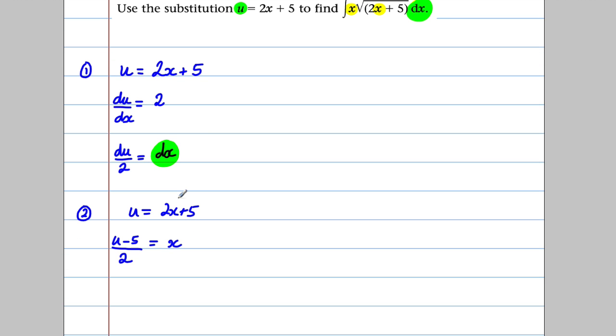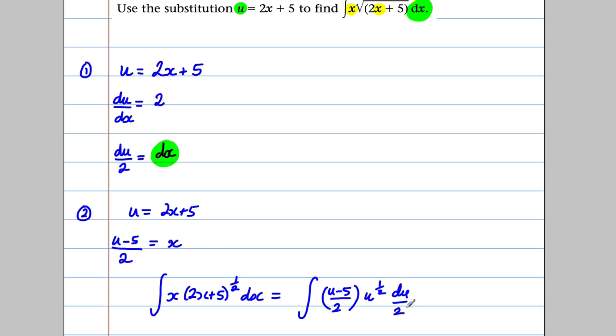Okay, so let's change our integral then. What we're trying to integrate, so that was our working. What we're trying to integrate is x and 2x add 5 square root, which I'm going to write as to the power of half, dx. And I can replace this x, so I can instead integrate, well, x is u take away 5 over 2, so u take away 5 over 2. 2x add 5 to the half, well, u is equal to 2x add 5, so that would just be u to the power of a half. And dx, we worked out, is du over 2. So we'd have du over 2, like that.